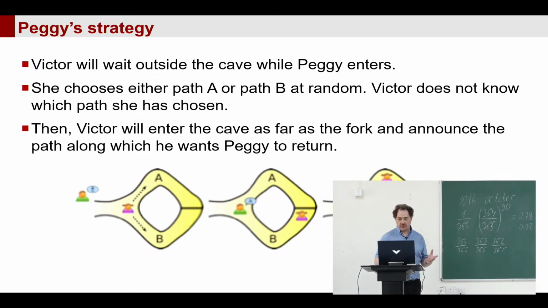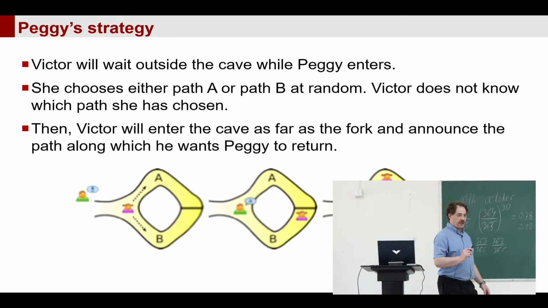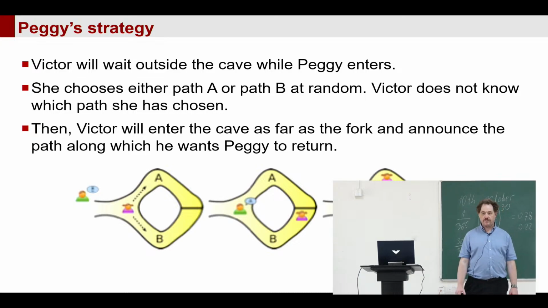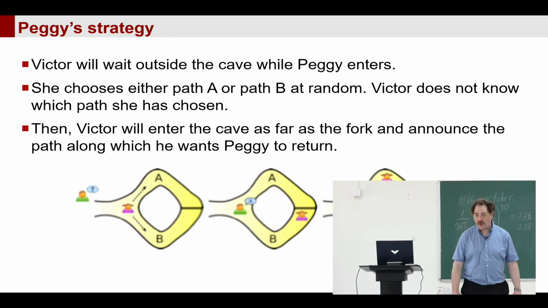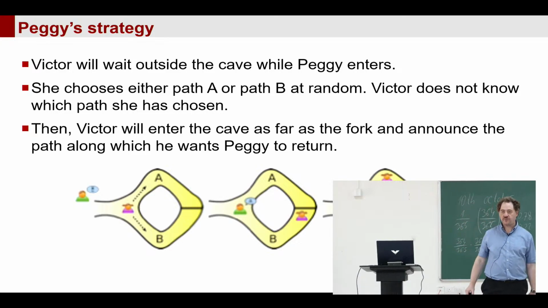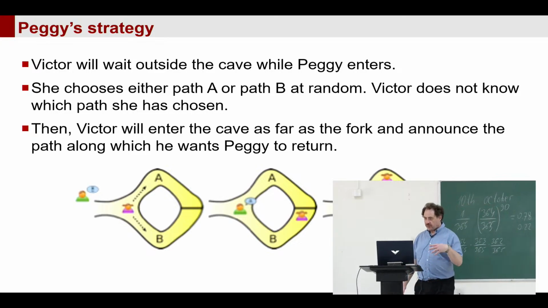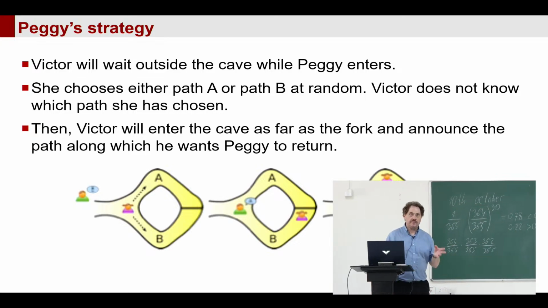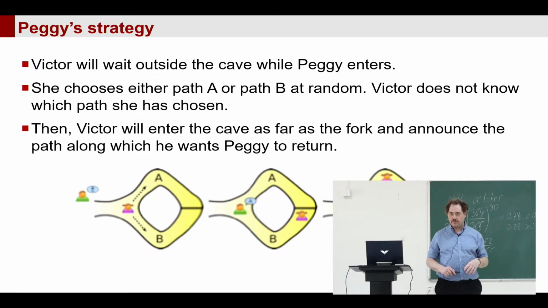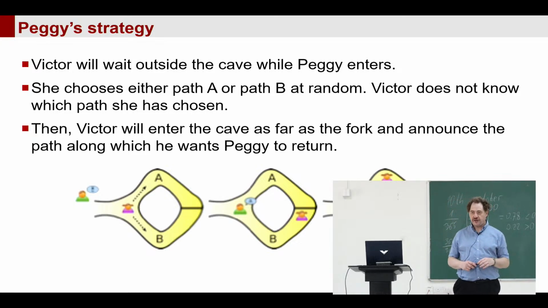Soundness. Suppose Peggy doesn't know the secret. What's the probability with which Peggy would be able to comply with Victor's request? Yes, 1/2, 50%. Exactly. You could say 50% is still a big number, too generous for a cheater.